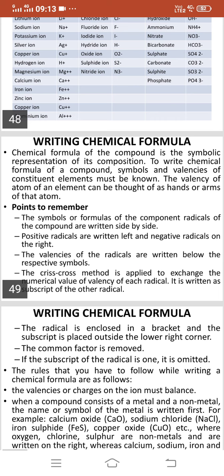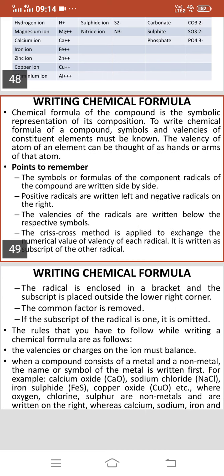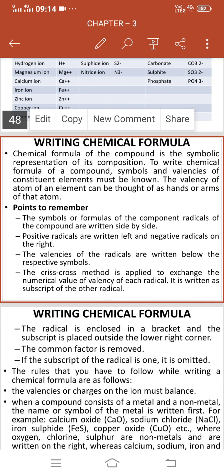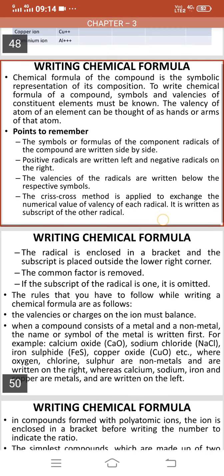Now, what are the important points to remember when writing chemical formula? The symbols or formulas of the component radicals of the compound are written side by side. Positive radicals are written on the left and negative radicals on the right. The valencies of the radicals are written below the respective symbol. The crisscross method is applied to exchange the numerical value of valency of each radical. It is written as subscript of the other radical.